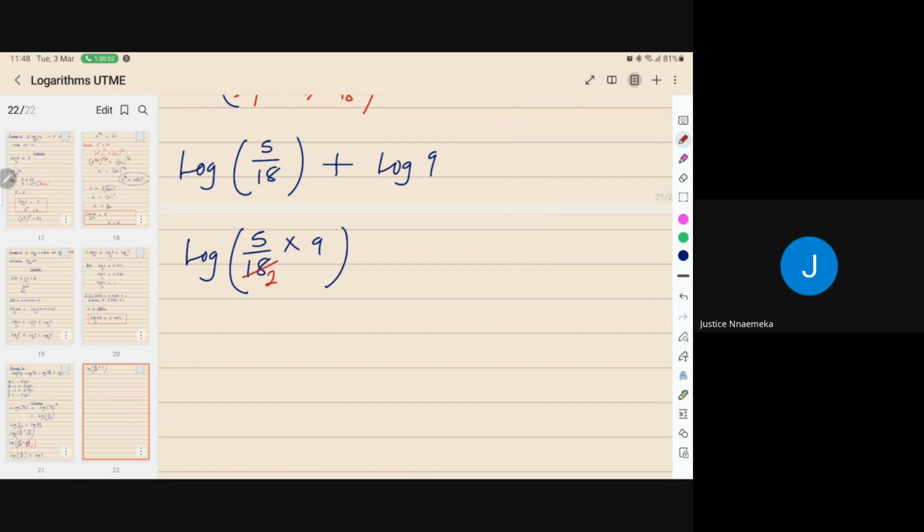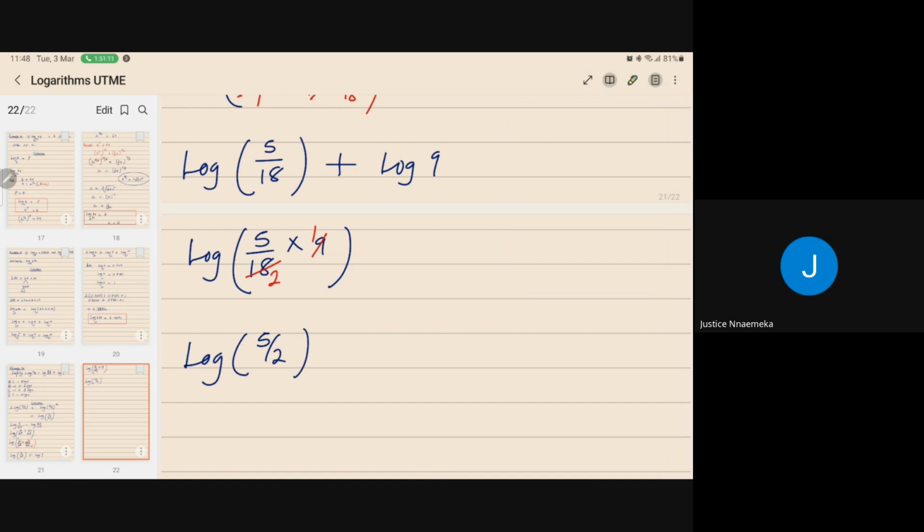1 go here, 9 go here, give us 2. 9 here will give us 1. So 9 times 2 is 18. Is that also? So that will give us log of 5 over 2.